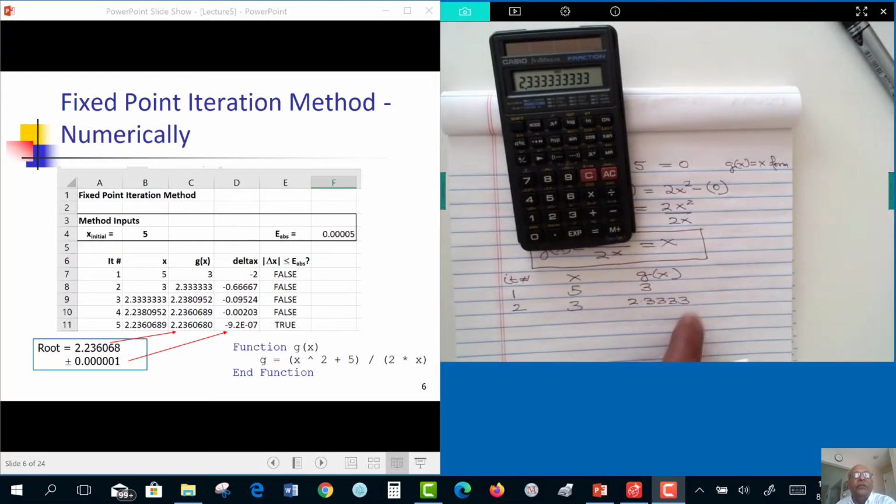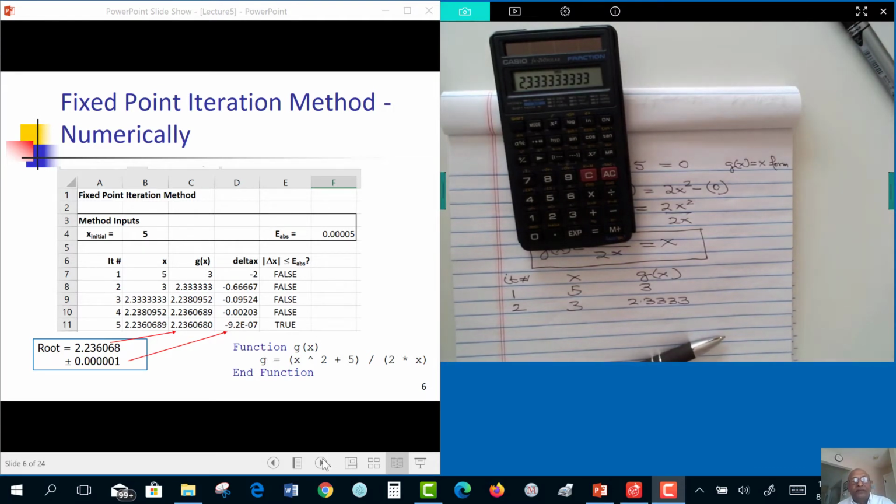And so on and so forth you will go. So you can see from 5 we got 3, from 3 we got 2.333, and then so on and so forth we will go. And you can see right after about 5 iterations or so, we have gotten 5 correct decimal digits. And of course, I've shown you how we can implement it in a spreadsheet here.